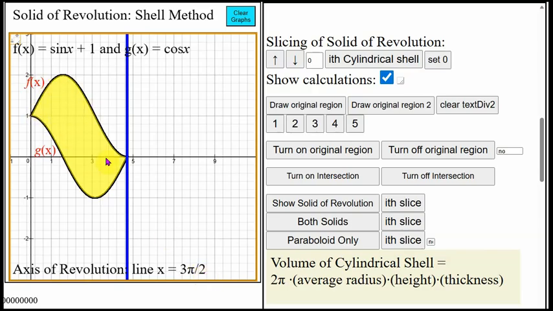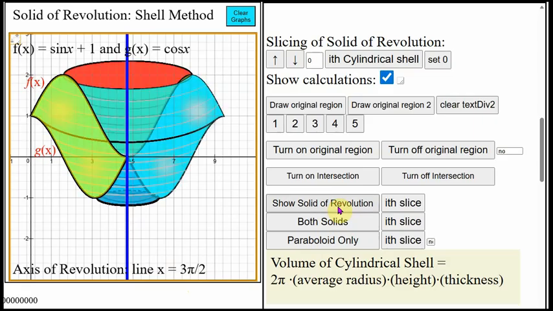So the graph here is f of x equal to sine of x plus 1. And then the graph here is the graph g of x equal to cosine of x. So now I'm going to revolve it about the line x equal to 3 pi over 2. We will get a solid that looks like this. And then I'm going to use the shell method to find the volume of the solid.